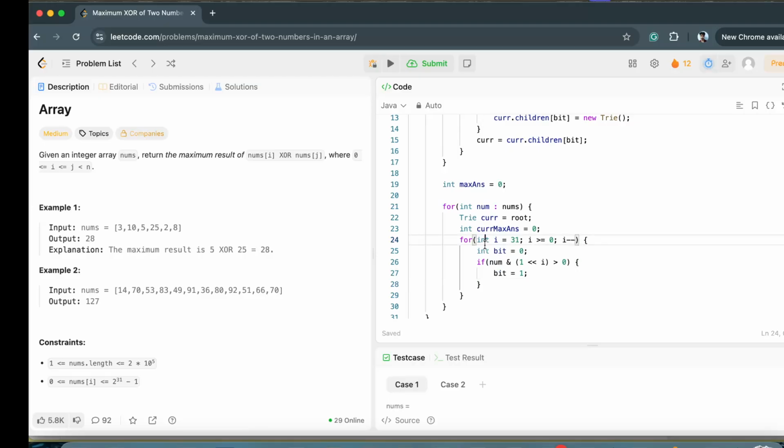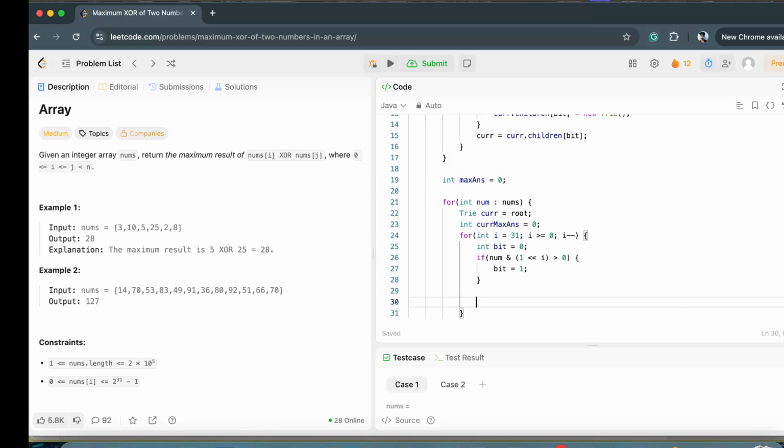If the bit is 0, so obviously if this value is not greater than 0, the bit is basically equal to 0. So whether the opposite bit is available or not, that is something we have to see in the current node. At each level of this trie, do we have any opposite bit available? How can we check it? Like if this current dot children of this bit XOR one, just flipping that bit.